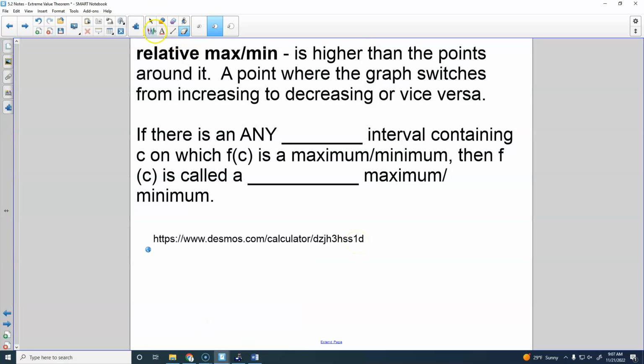If there is any open interval containing C on which f of C is a maximum or minimum, then f is called a local or relative maximum or minimum.